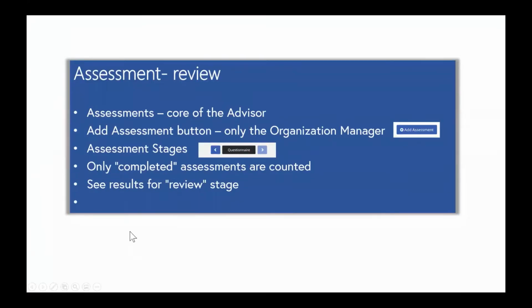So let's review. The assessments form the core of the advisor. The Add Assessment button is where you add a new assessment, but only the organization manager can do that. The stages of the assessment show where you are and how many of the questions have been completed, and that will change the menu along the side. Only your completed assessments are counted in the peer benchmarking, but you can see the guidance and the results in the review stage. And the next tutorial will cover the guidance and the results from the assessments.